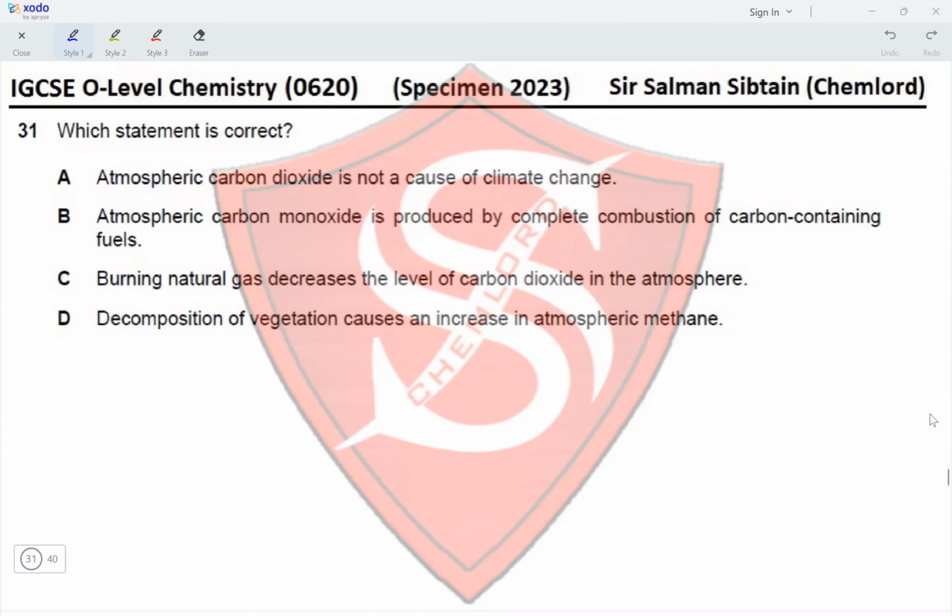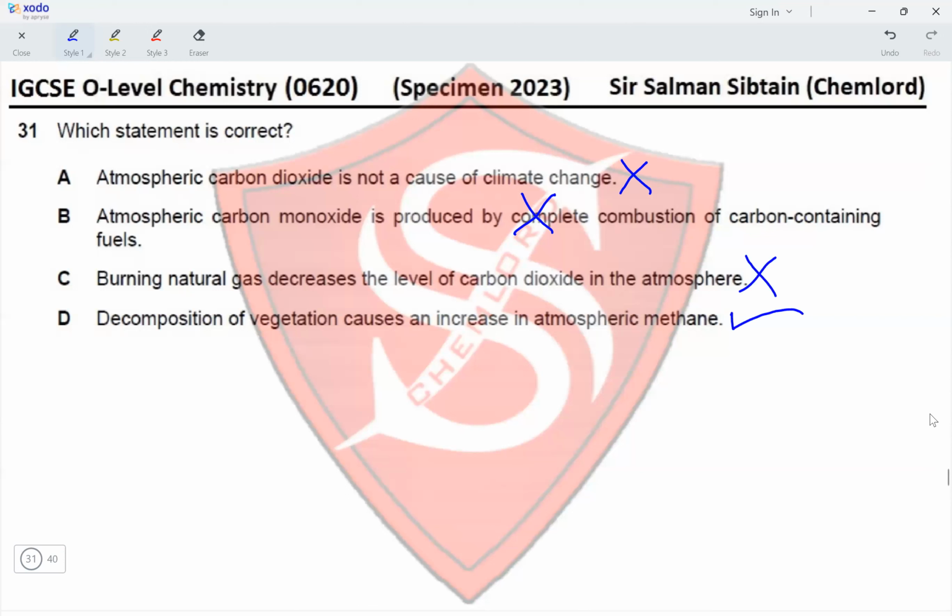Which statement is correct? Atmospheric carbon dioxide is not a cause of climate change. Yes, it is. It is a greenhouse gas. Atmospheric carbon monoxide is produced by complete combustion of carbon-containing fuels. No, by incomplete combustion. Burning natural gas decreases the level of carbon dioxide in the atmosphere. No, it is a hydrocarbon. It will increase the level of carbon dioxide in the atmosphere. And decomposition of vegetation causes an increase in atmospheric methane.